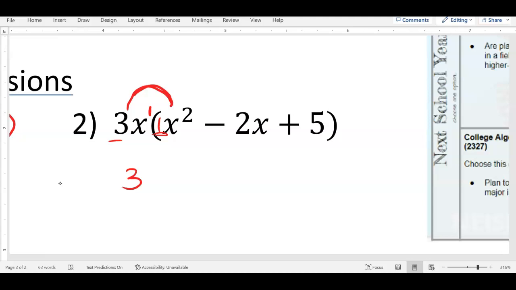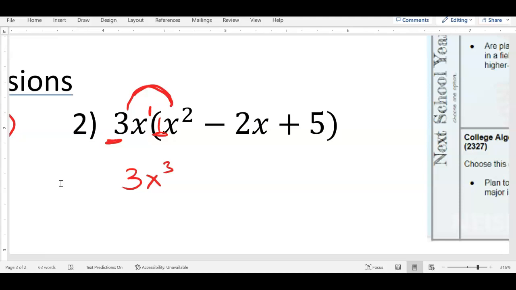And then, okay. So we get 3x to the 3rd power. Does everyone see how that works? Multiply the base, add the powers. What do I do with the powers? Multiply the base and add the exponents, powers, like whatever you want to call them. Okay, let's do it again.